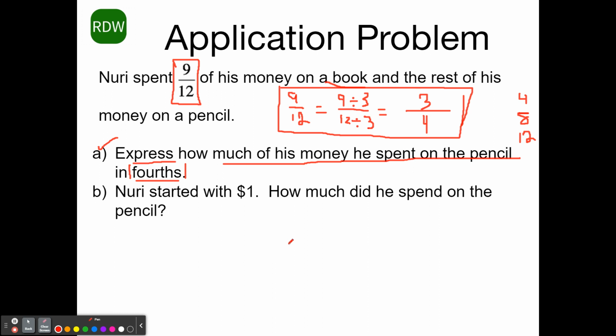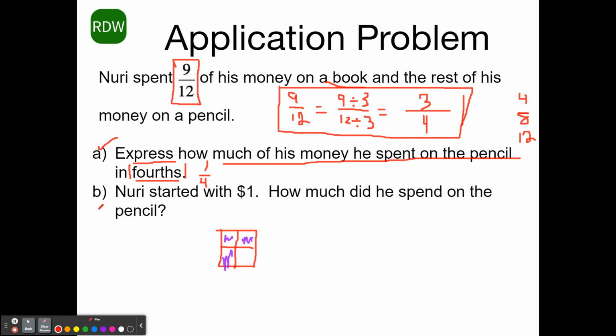Now, if he spent 3/4 of his money on a book and the rest on the pencil, what's the rest of my fraction? If there's my fourths, and 3 of them, let's say purple means it's a book, 3 of them were spent on the book, what's left to be spent on the pencil? Right, 1 out of 4. So that means that Nuri spent 1/4 of his money on the pencil. Tricky. It almost tricked me. I hope it didn't trick you.